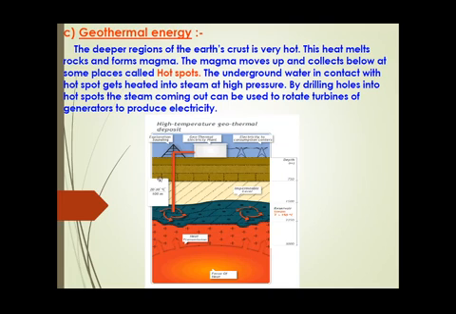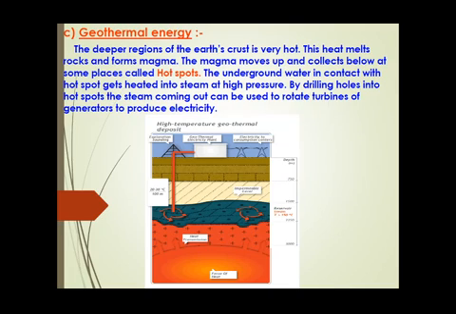As you can see very well in the figure, there is a hole which is drilled on the surface of the earth, where it is supposed that a hot spot will be present. This hot spot leads to the boiling of the water present near this area, and the steam thus produced is taken out with the help of pipes by drilling holes, and then that steam is used to rotate the turbines of the generators to produce electricity.